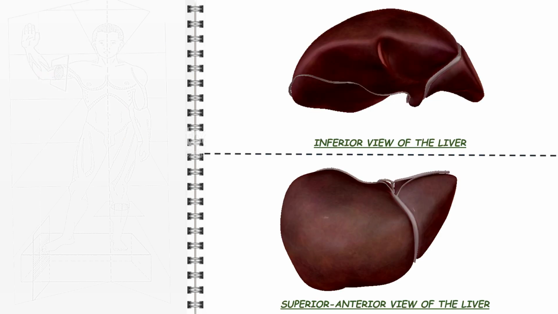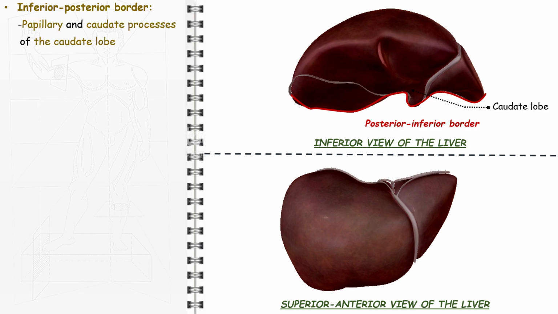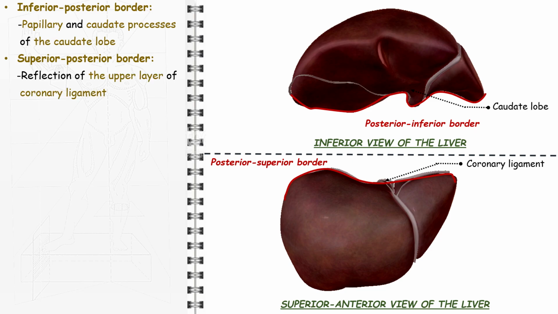The papillary and caudate processes of the caudate lobe mark the inferior posterior border of the liver, and the superior posterior border contains the reflection of the upper layer of the coronary ligament. The inferior posterior border separates the diaphragmatic and visceral surfaces backwards, while the superior posterior border separates the posterior and superior parts of the diaphragmatic surface.